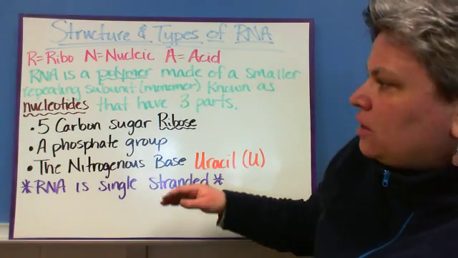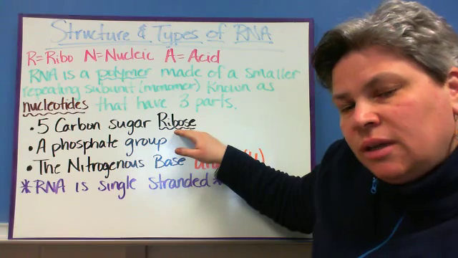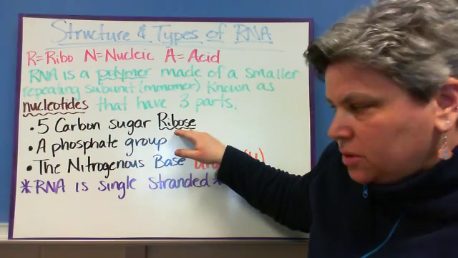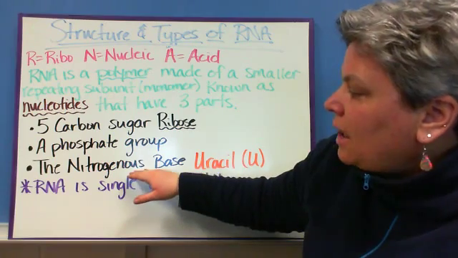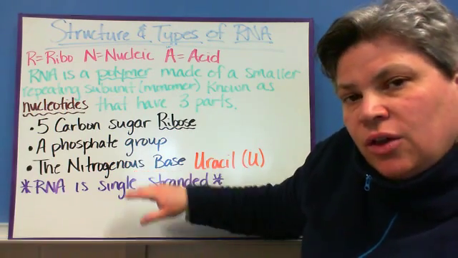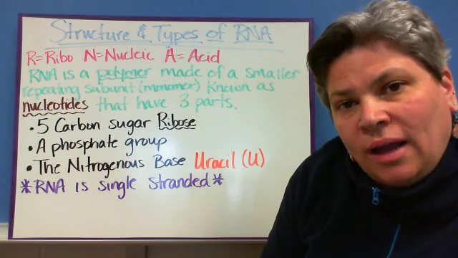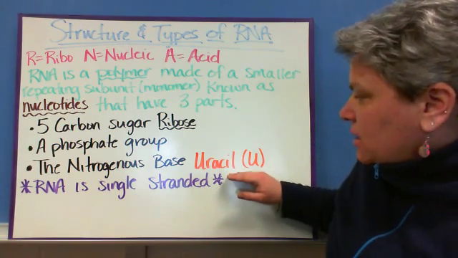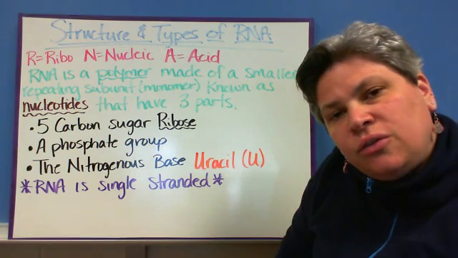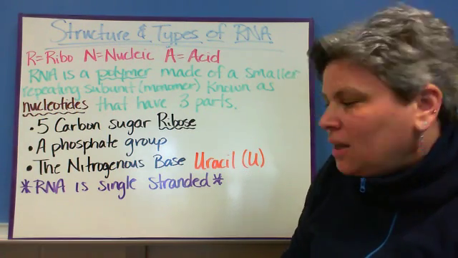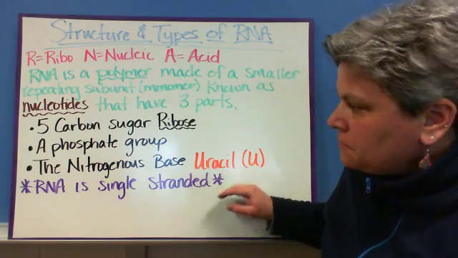In an RNA nucleotide, they have a 5-carbon sugar called ribose instead of deoxyribose. Again, they have a phosphate group, and they have a nitrogenous base. In RNA, you have adenine, cytosine, guanine, and this time we're going to have uracil instead of thymine. So there's still 4 nitrogenous bases. The difference comes in that thymine is replaced with uracil.